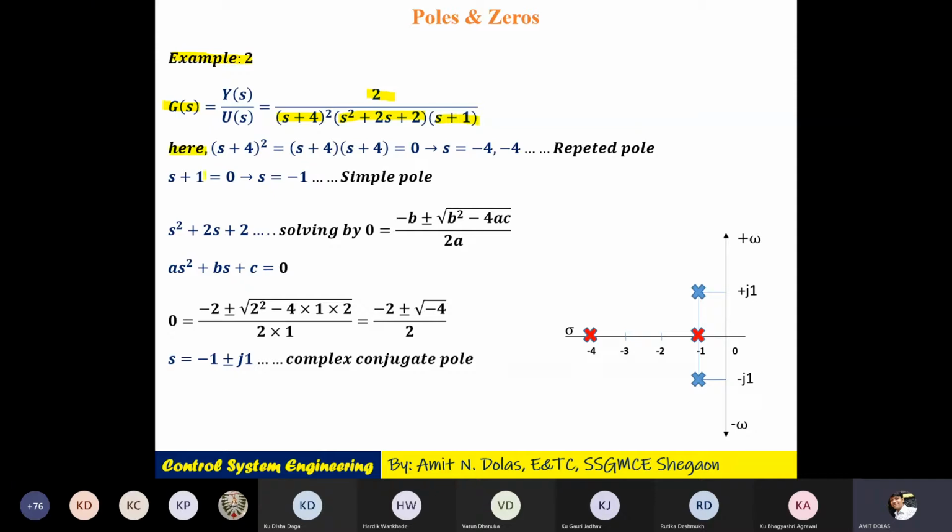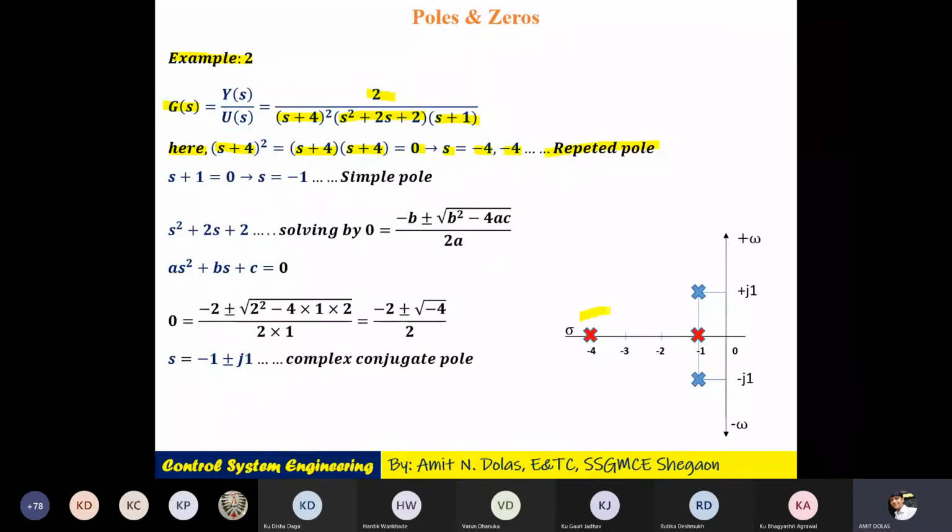Here we'll put 1 by 1 denominator. S square plus 4 whole square can be written like s plus 4 into s plus 4, so it will be kept equal to 0. Therefore, what values of s do we get? We get -4 and -4. We get double values. If we put s plus 4 is equal to 0 and again s plus 4 is equal to 0, these types of poles are called repeated poles.